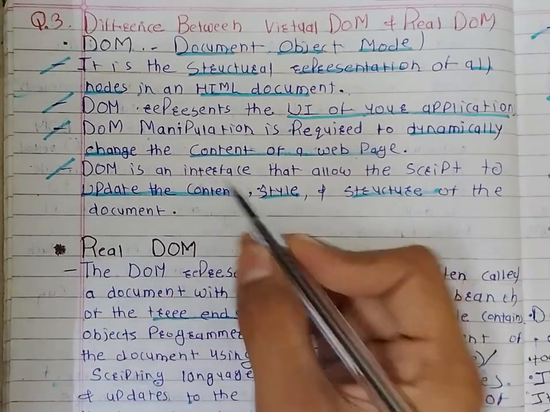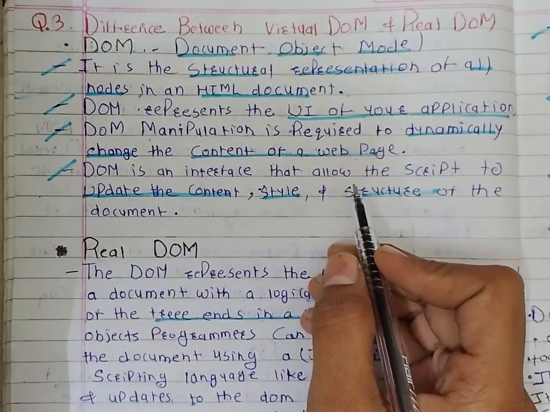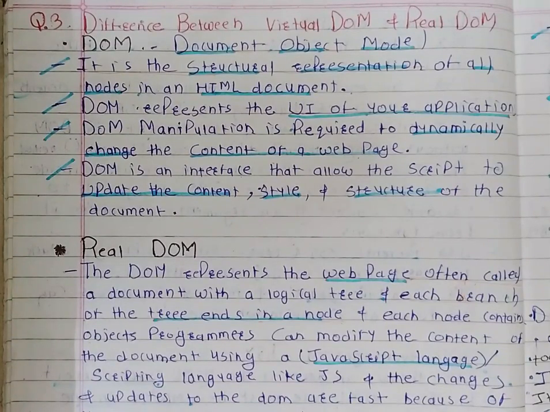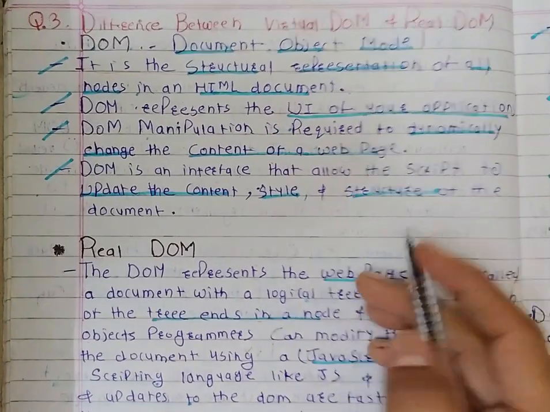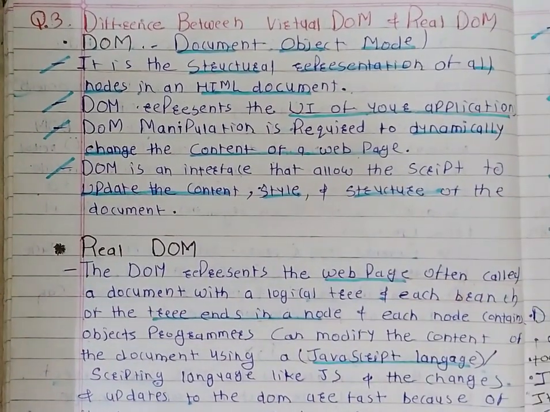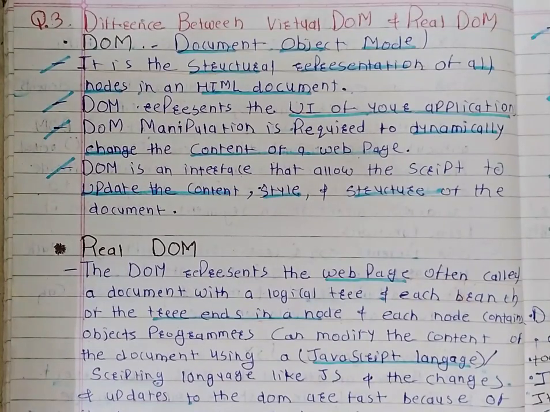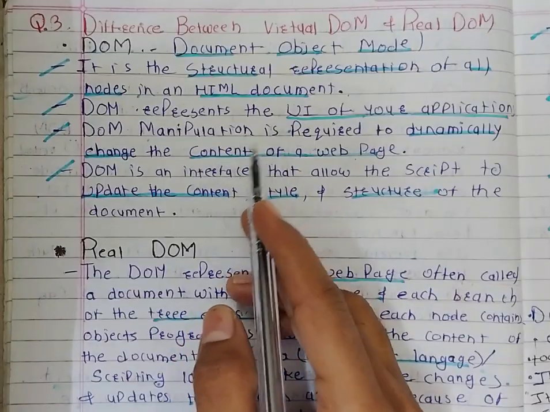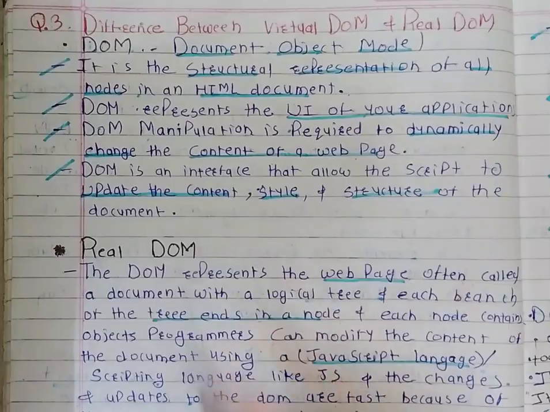And then DOM is an interface that allows scripts to update the content, style and structure of the document. So it is basically an interface with the help of which we can make HTML web pages dynamic by embedding JavaScript. That's the simple meaning of DOM. And DOM is basically a tree-like structure.